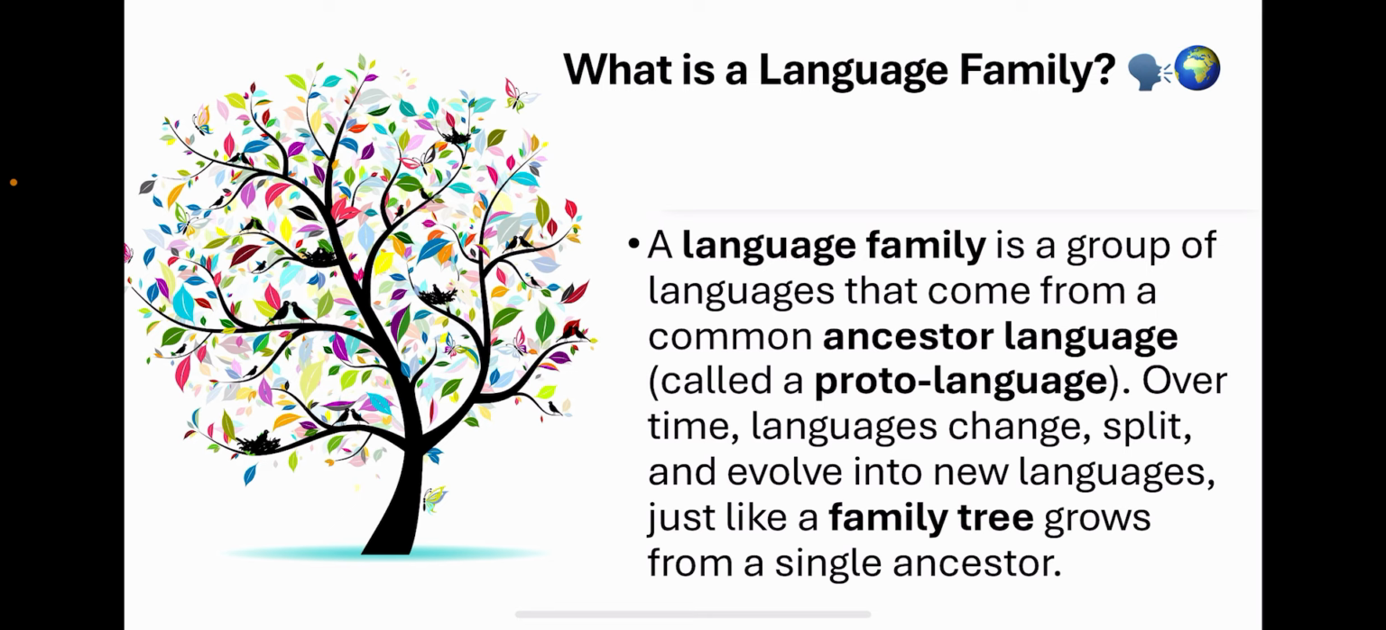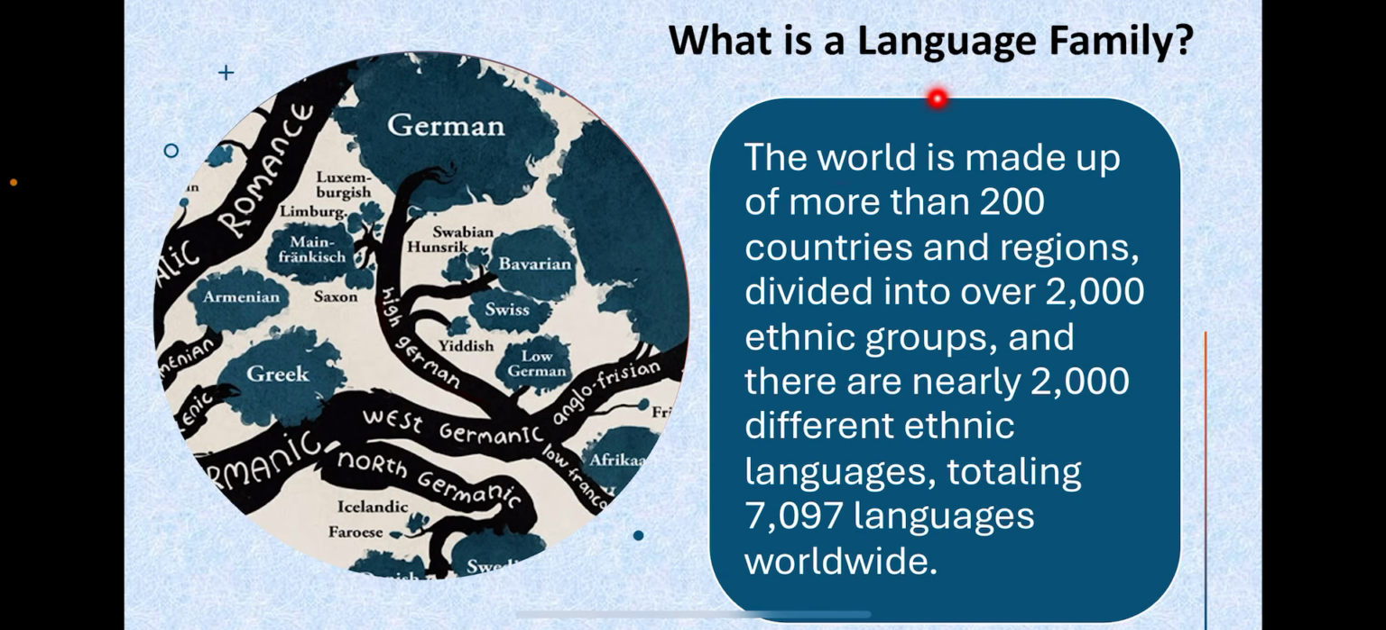So you might remember your great grandfather, and then your grandfather, then your father, then his children, then their children, and so on. So, as we have a family tree and we have an ancestor, just like that, we have a language family. And that language family also has an ancestor language. And over a period of time, that language changes, evolves, and splits into several other languages, right? So, what is a language family?